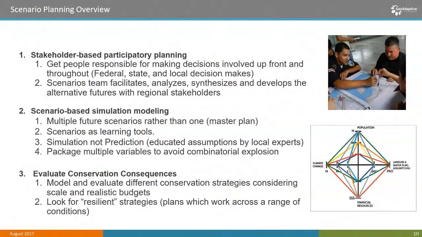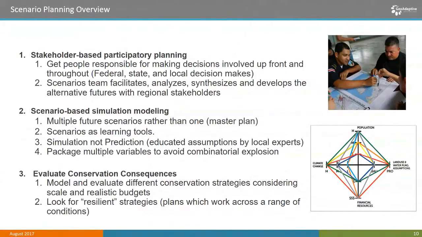Simulation modeling itself should look at multiple futures. We usually target three. It depends on the situation. There are cases where we've come up with 10 or more scenarios, and then through a further filtering process, narrowed those down to the most critical ones for decision making.